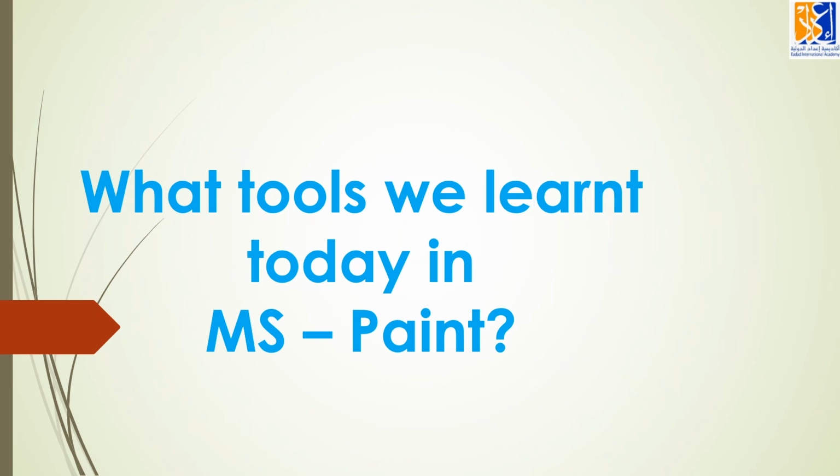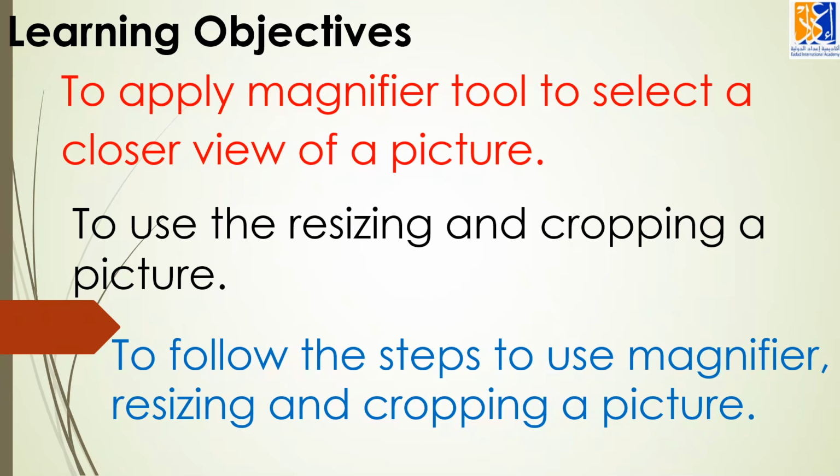Okay. Now, what tools did we learn today in MS Paint? Yes, you are right. We learned about select tool, rotate, resize and skew, and crop tool. Yes, and magnifier tool also. Are we clear with all these tools now? Okay. So let's see, did we apply our objectives today in our lessons? Did we study how to apply the magnifying tool? Did we study how to use the resizing and cropping a picture tool? And did we follow the steps to use magnifying, resizing and cropping a picture?